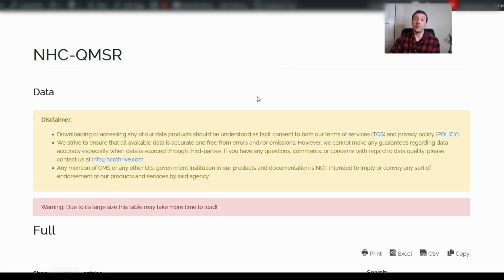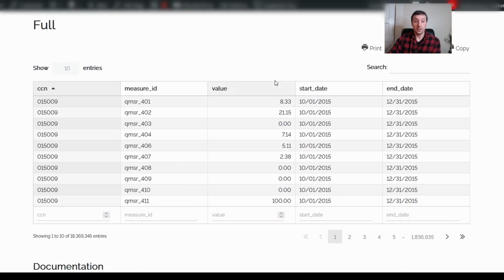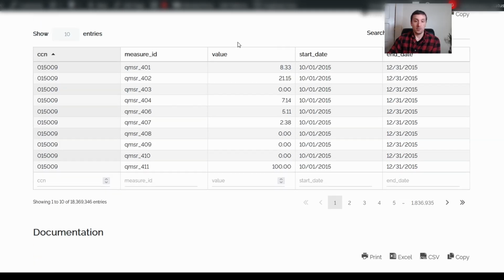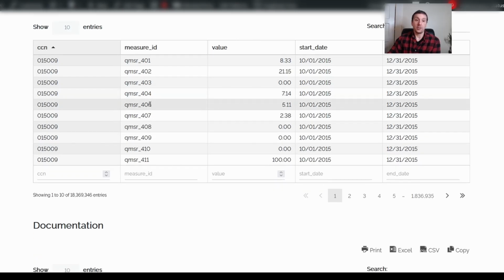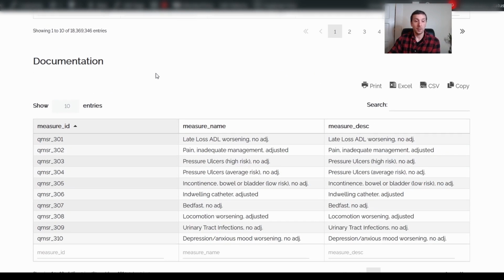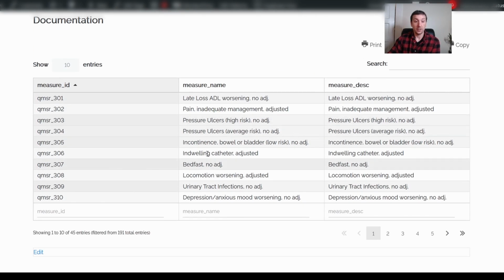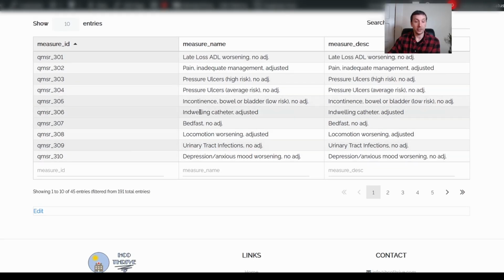Here's the data table for the quality measures. As you can see, similar to the claims, these measure IDs are not very informative. We do try and keep original names, variable names from CMS whenever possible, so that's why these remain like this. But in the documentation, you can see definitions for everything.